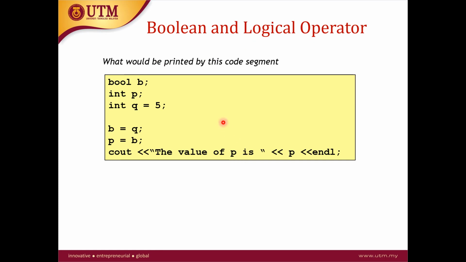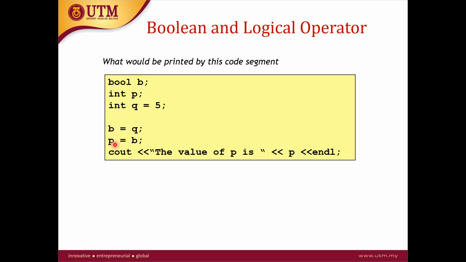What would be printed by this code segment? Let's explain this one. Bool b, int p. So b is Boolean and p is integer. We say integer q equals 5. We have those three variables. b equals q. We are assigning b to q. How much was b? We didn't give it any value, but we gave q a value, which is 5, and we say b equals 5. Now b is what? b is true, or logic 1. So it's going to be converted to logic 1.